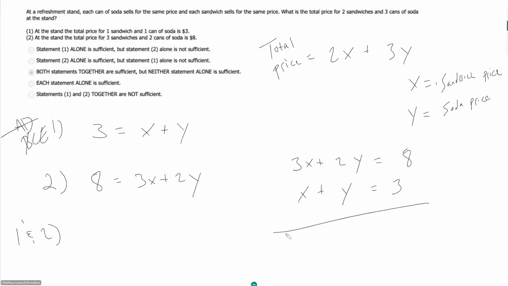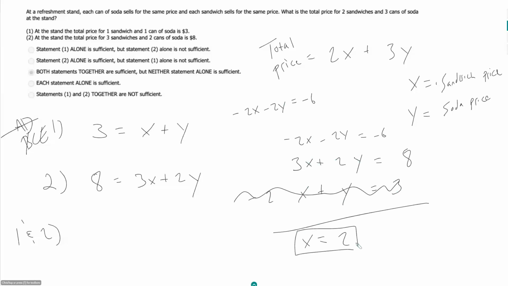Let's actually solve it just for the sake of thoroughness. So how can I do this? I can substitute, or I can multiply this guy here. I'll multiply it by -2. And so what does that give me? -2x minus 2y equals -6. Then I can just add these 2 equations and I get x is equal to 2.